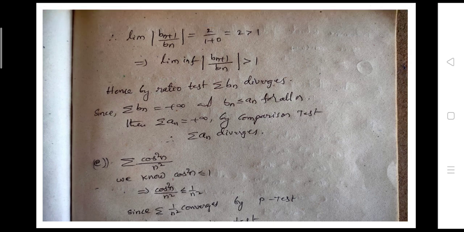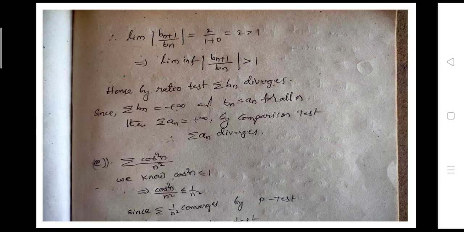Therefore, the limit of mod bn plus 1 by bn. So what is the value? That is 2 by 1 plus 0, which is equal to 2. 2 is greater than 1, so it diverges. Therefore, the limit of mod bn plus 1 by bn is greater than 1, which means by the ratio test sigma bn diverges only.